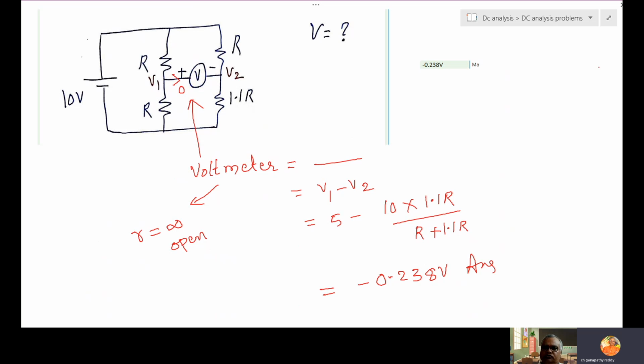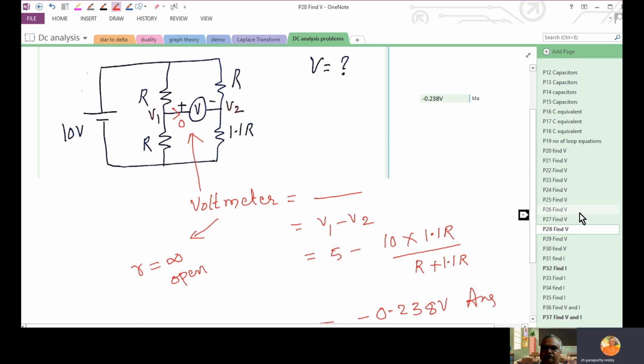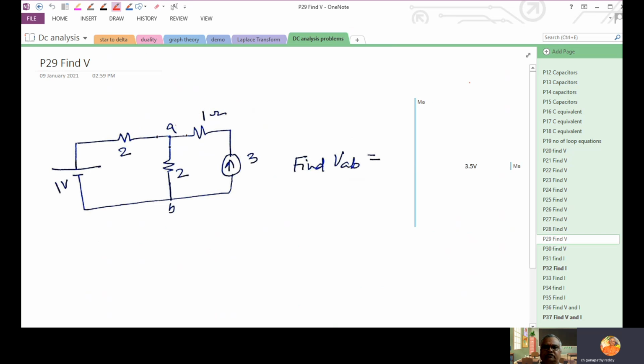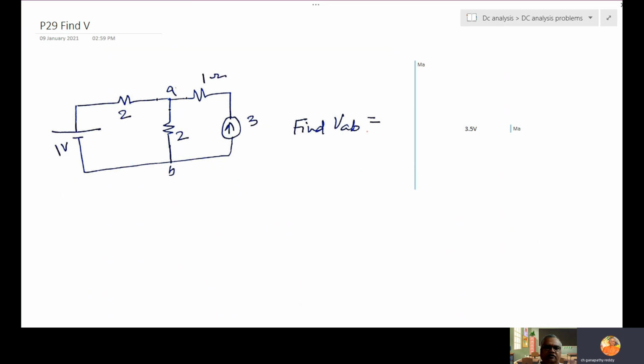Small concepts you should know. This is the beauty of networks. Which subject can you make more mistakes in? Networks only. So many small things are there. And if you don't practice problems, you will make such silly mistakes.